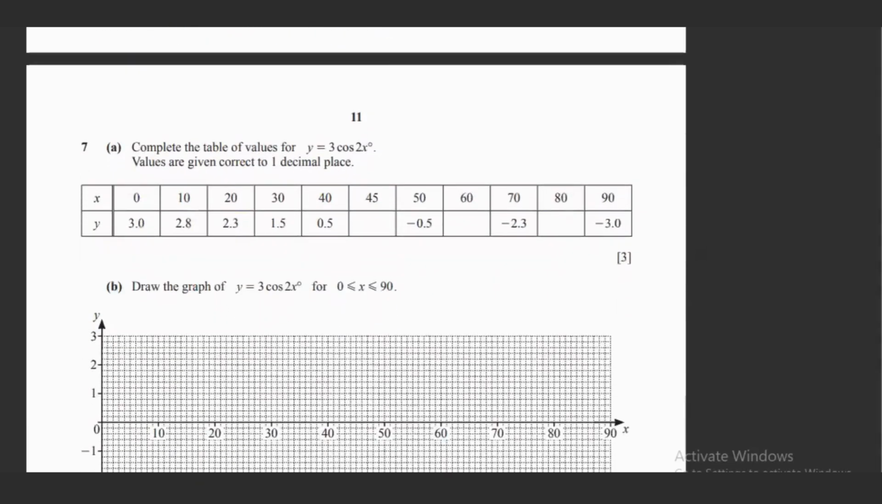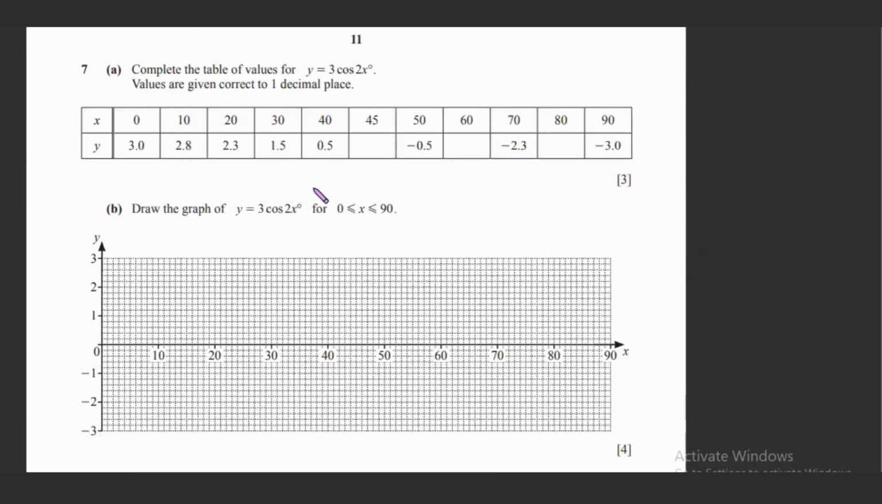Let's move on to the next question that we have, which is question 7. Complete the table of values for the equation y is equal to 3 cos 2x. And the values are given correct to one decimal place. So here, this is the equation of the curve that we are going to draw, or the graph that we are supposed to draw. And the values of x given here are 45, 60, and 80. For those values, we need to find the y values.